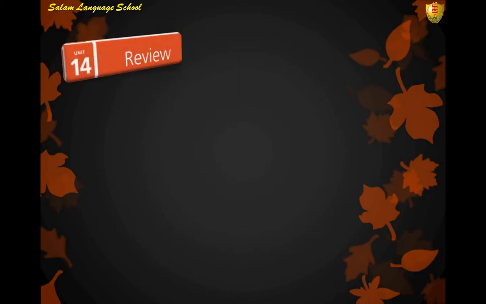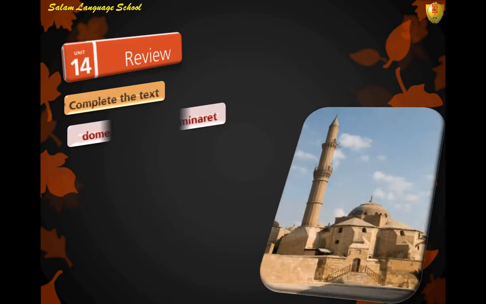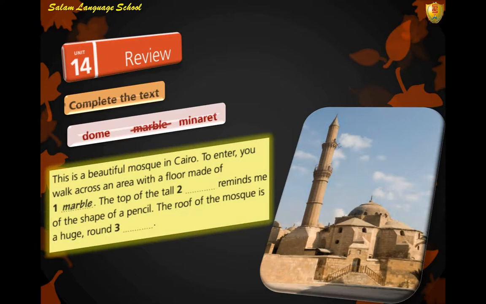Now let's check the last page in your student's book. The first exercise is to complete the text. You have a text here and you have 3 words: dome, marble, minaret. The text says that this is a beautiful mosque in Cairo. To enter, you walk across an area with a floor made of marble.